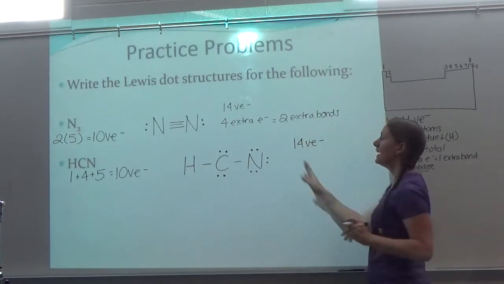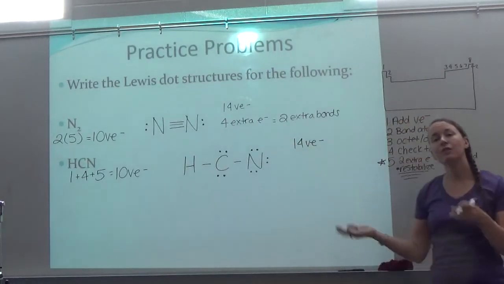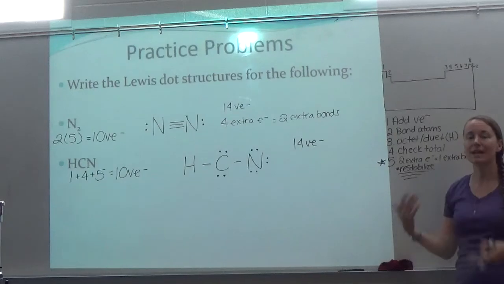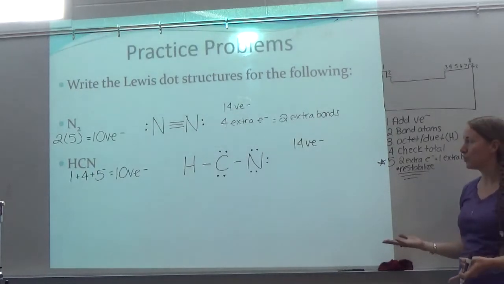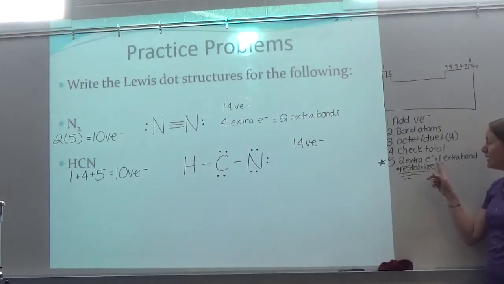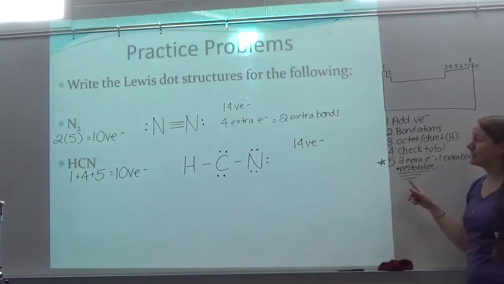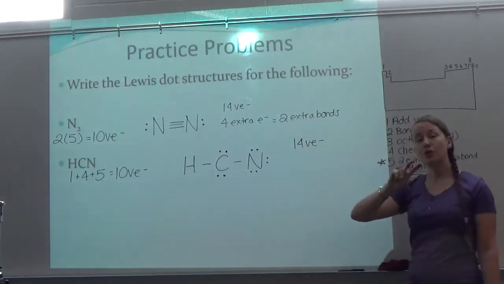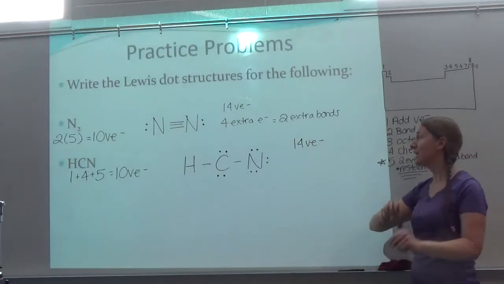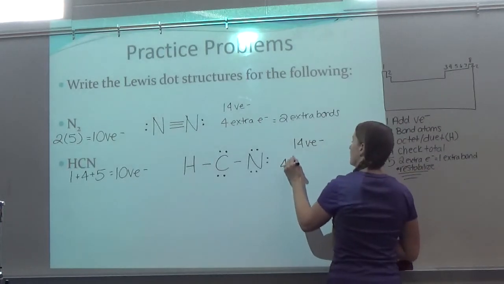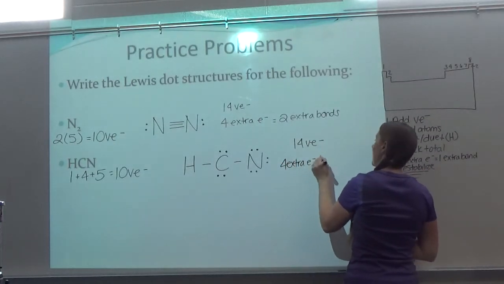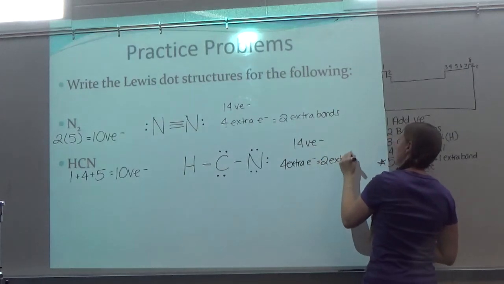So again, you can't just erase dots. You've already made everybody stable. If you take things away, they won't be stable anymore. So remember, we add some bonds and then we can restabilize and erase dots. For every 2 extra electrons, you need 1 bond. I have 4 extra electrons, so I need 2 extra bonds.